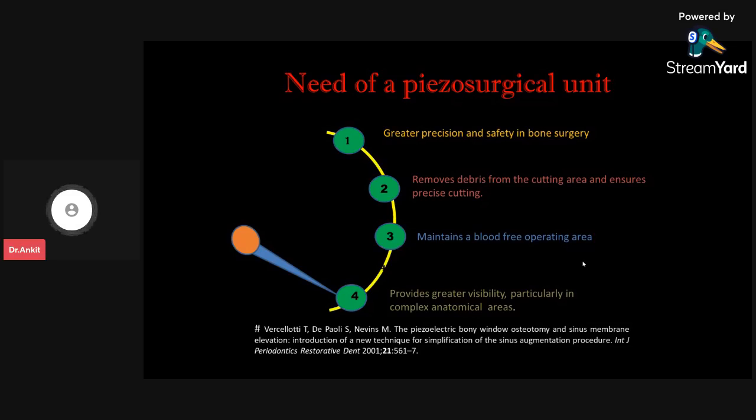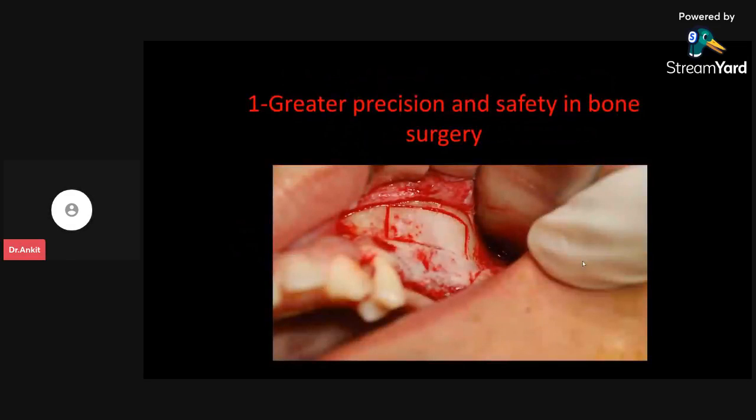Because of the LED light that is attached to the handpiece, it allows greater visibility, and at the same point of time, you can conserve bone in such areas where a single bit of bone is more important than the dust of gold. So in such a scenario, you need to be very particular and considerate in using the piezotome.